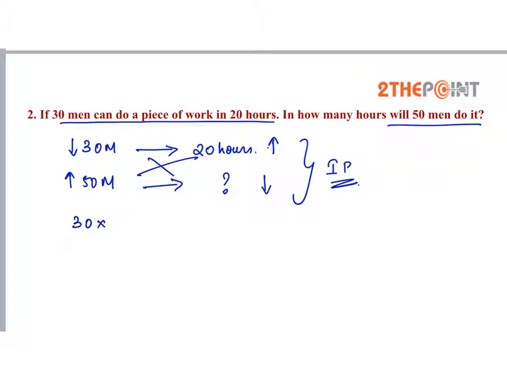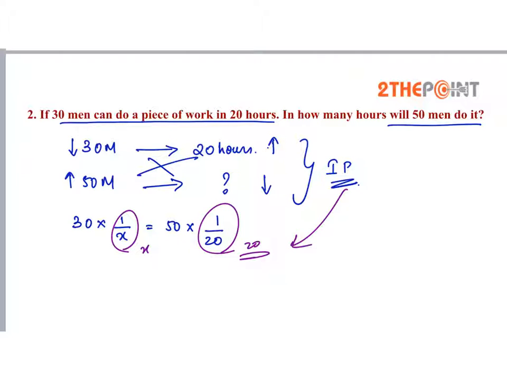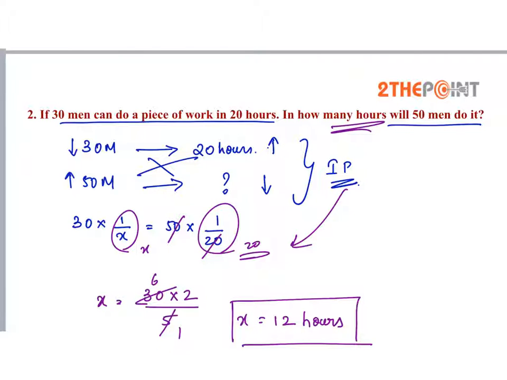Now, cross multiply and solve the equation. 30 into x. We should take it as 1 by x, and 50 into 1 by 20. We are taking 1 by x and 1 by 20 instead of x and 20 because this is in indirect proportion. So, now let's solve for x. Here zeros get cancelled. x is equal to 30 into 2 by 5. 5 ones are 5, 5 sixes are 30. x is equal to 12. Now we are finding out in hours. So, 50 men take 12 hours to complete the work.